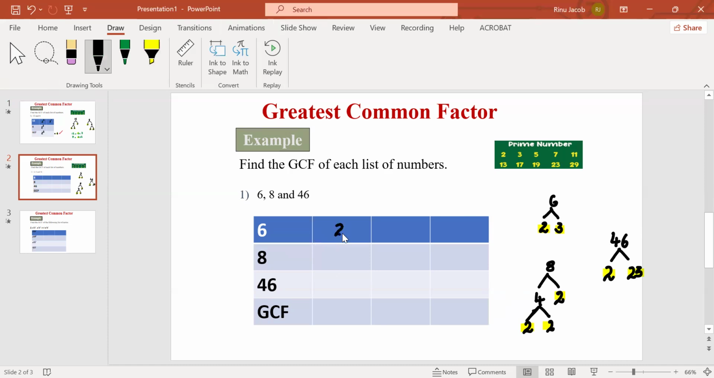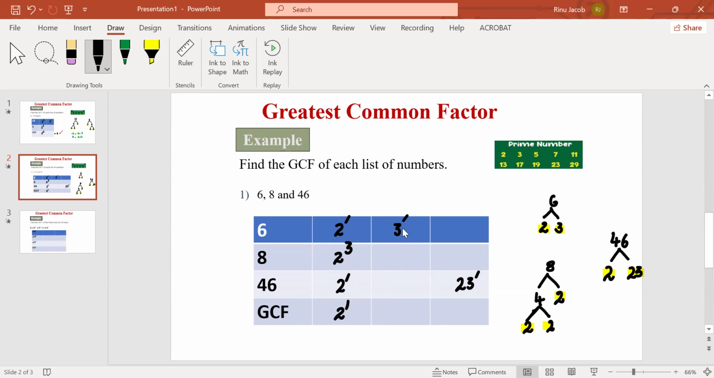6, you can write it as 2 to the power 1, 3 to the power 1. 8, there are three 2's, so I'm going to write 2 to the power of 3. 46, you have 2 to the power 1 and 23 to the power 1. So what is the rule? Rule says you have to compare the numbers and take the lowest power. Lowest power over here for 2 is 1. So I'm going to write 2 to the power 1.